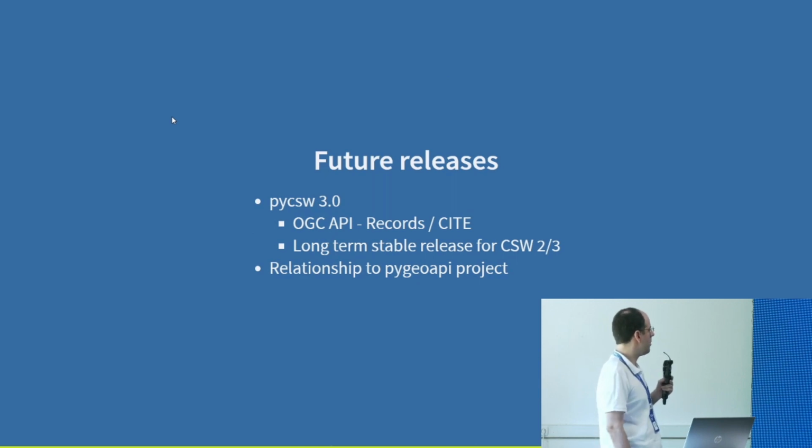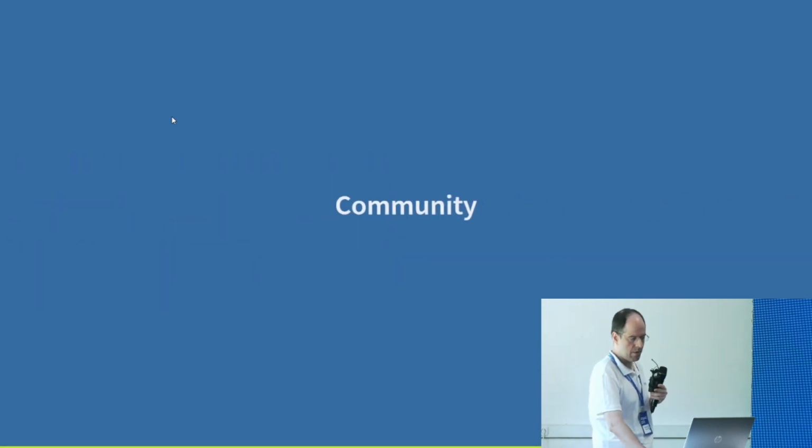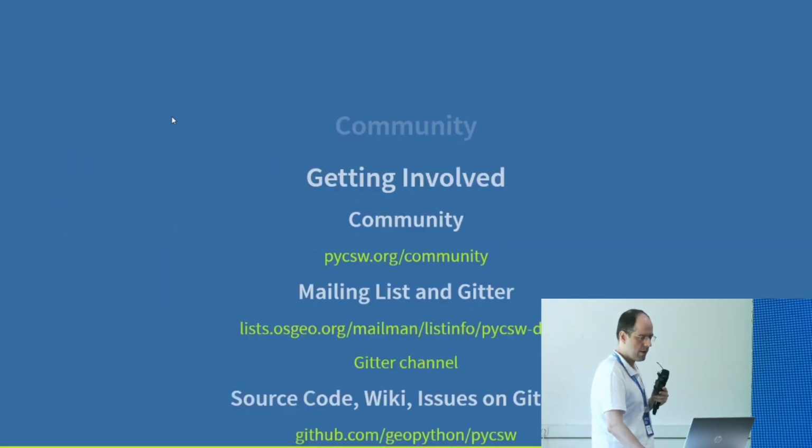About releases now, we are already doing alpha releases of pycsw 3. We are planning to tag pycsw 3 once we have passed the official test suite for OGC API Records, and that will also be a long-term stable release for CSW as well. So, about community.